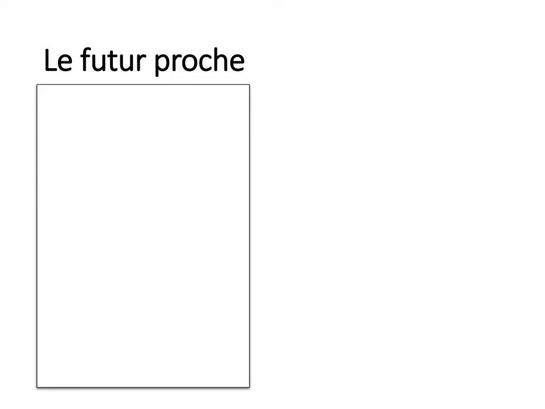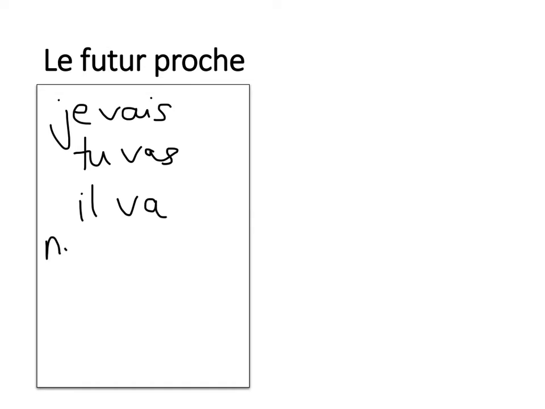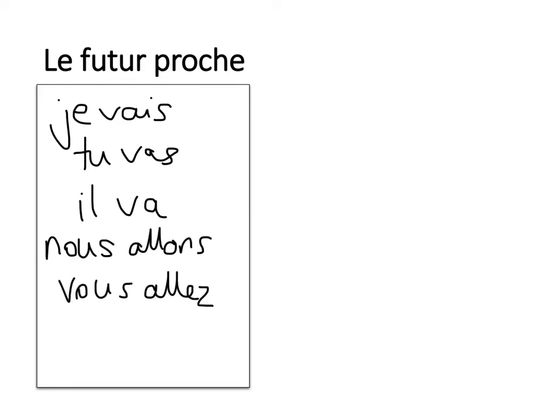Now, this tense is formed with aller in the appropriate form, followed by the infinitive. So, you need to make sure that you know the different forms of aller, which are je vais, tu vas, il va, nous allons, vous allez, and ils vont. To those, you need then to add the infinitive.